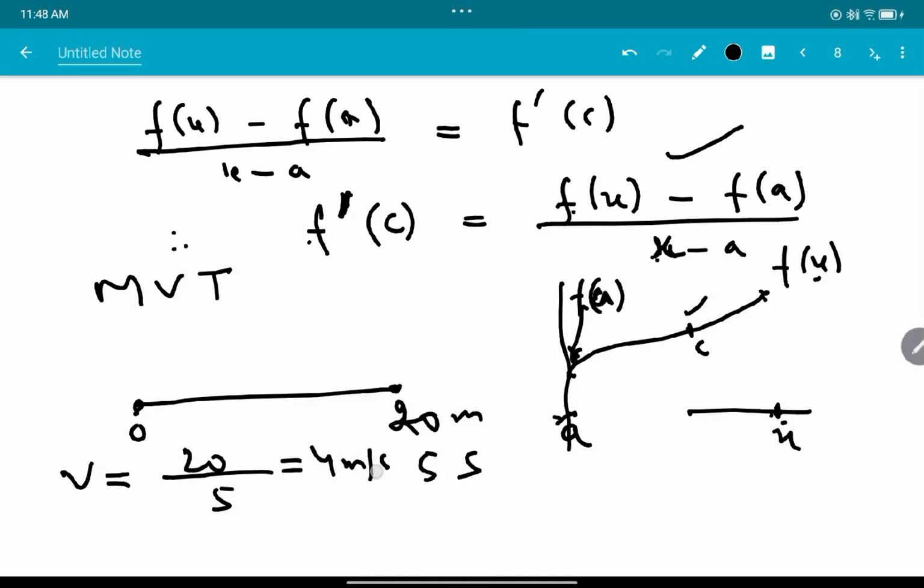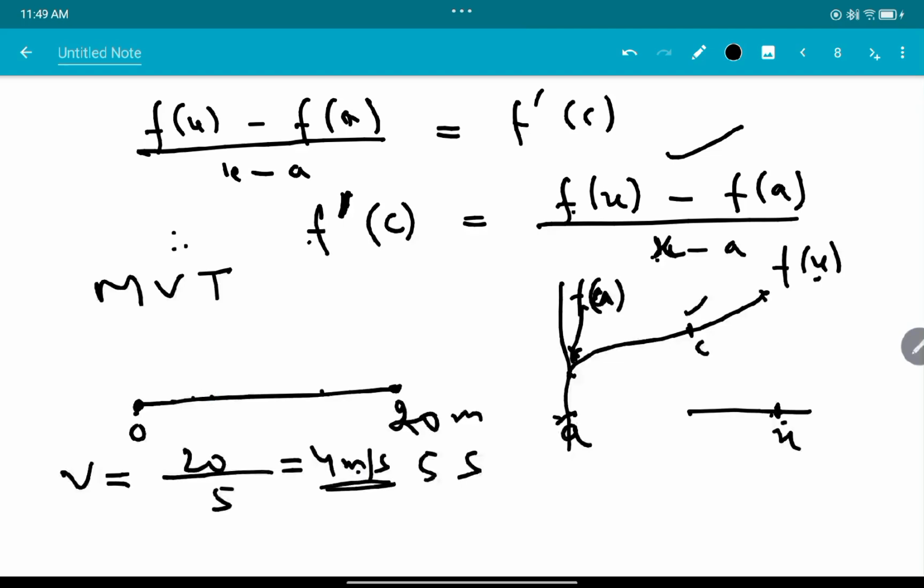But that is only average, because the vehicle did not move with the same speed from this point to this point. It accelerated. Its speed was 0, then it attained some speed, then some other speed. Somewhere it was moving with 2 meters per second, somewhere with 6 meters per second. The average value of its speeds was 4 meters per second. Now the mean value theorem tells us that there is a point between these two ends where the actual speed of the car will be exactly 4 meters per second.